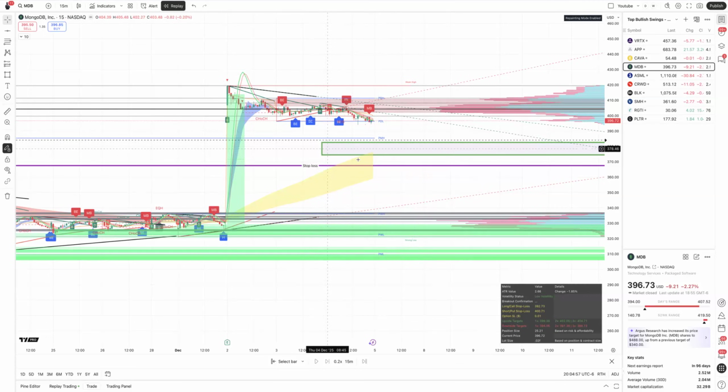Now Black Wolf can give you option contract suggestions. It can't see the option chain live.